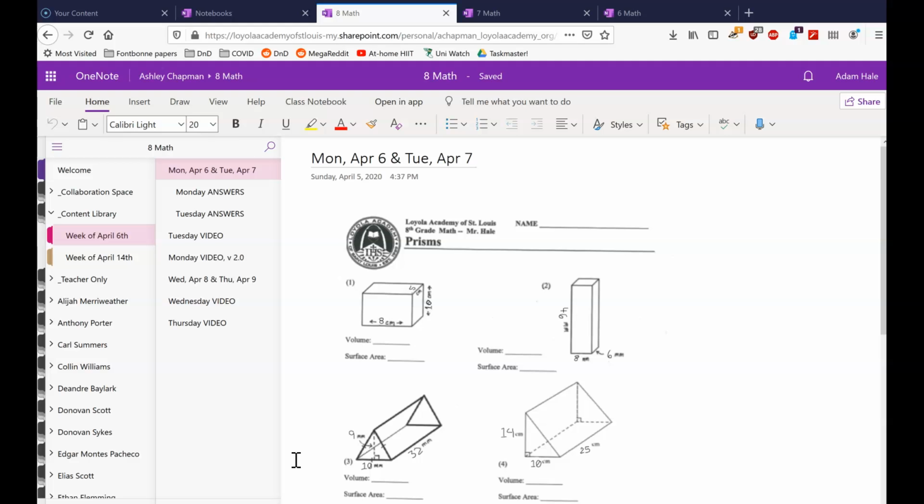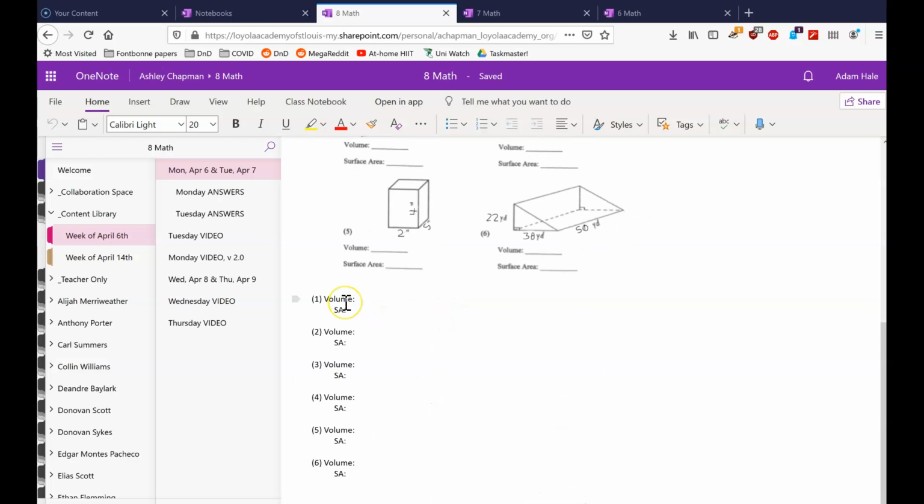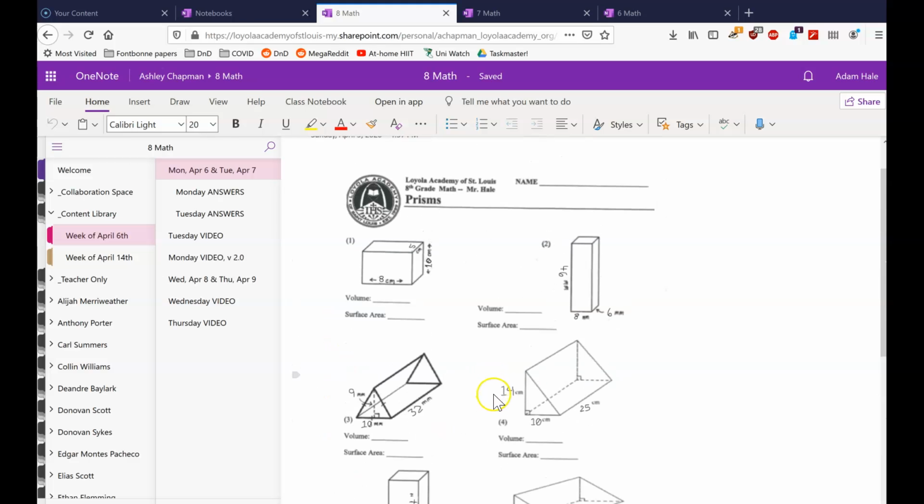Before we get to today's lesson, I want to point out a few things. Number one, I have graded the OneNote homework from last Monday and last Tuesday, and I want to clarify something. This said Monday and Tuesday because the Monday assignment was to answer the volume problems, and the Tuesday assignment was to answer the surface area problems. I apologize if that was unclear.